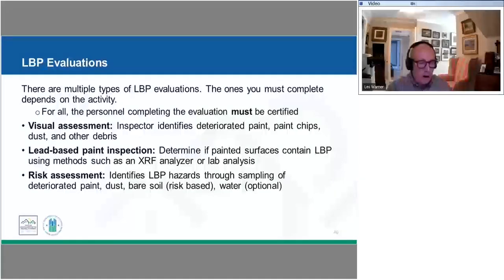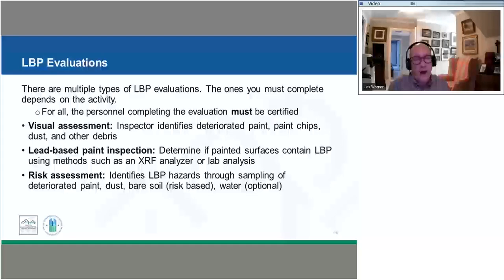For properties where we have up to $5,000 per unit per year, we're going to be following a visual assessment. We'll talk more through the details, but essentially this is a visual inspection going room by room, looking for evidence of unstable paint surfaces: chipping, peeling paint, evidence of dust or other debris building up on the floor, on windowsills, other places like that. Based on that visual assessment, we'll determine whether there are lead hazards that would need to be addressed.